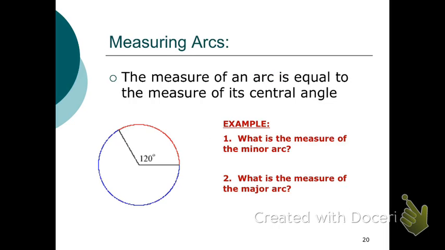Measuring an arc. The measure of an arc is equal to the measure of its central angle. So, what is the measure of the minor arc from this picture? Luke? 120 degrees. Good. And then what would the measure of the major arc be? Quinn? 240. How'd you get that? Subtracted 120 from 360. And so you're going to get that the major arc is 240. So the minor arc is 120. The major arc is 240. All right.